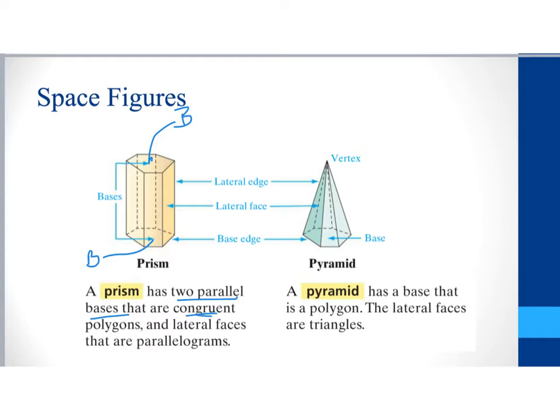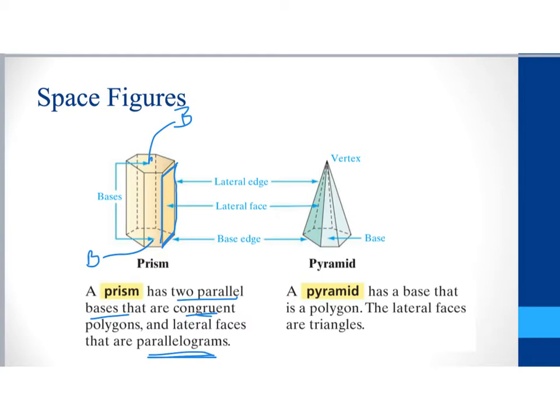And then it says the lateral faces, or the faces that are connecting them, are parallelograms. So if we look at this face right here, as are all the other faces, they are all parallelograms. So that is the definition of a prism.